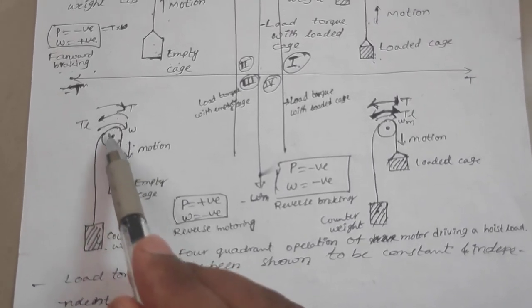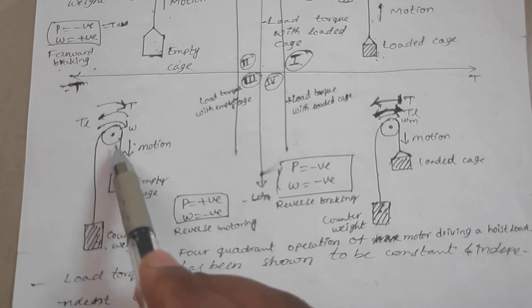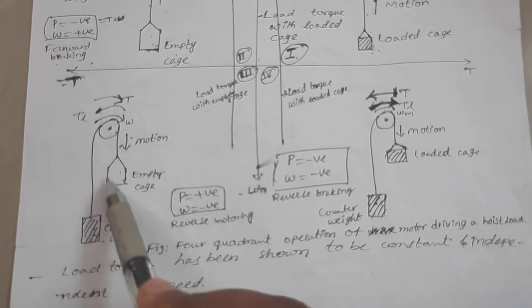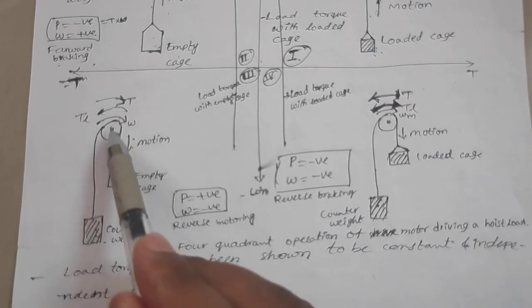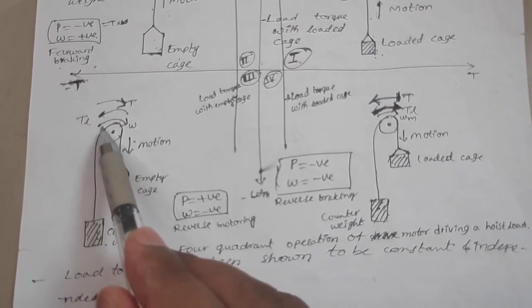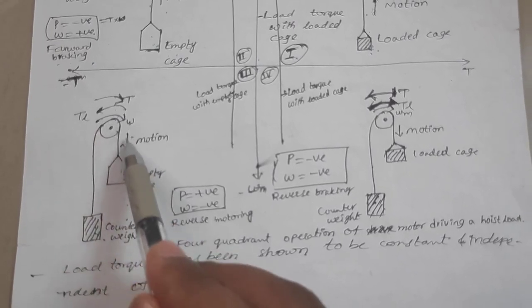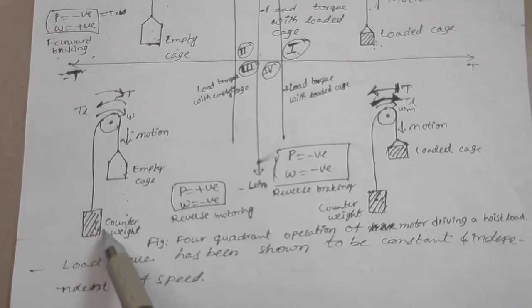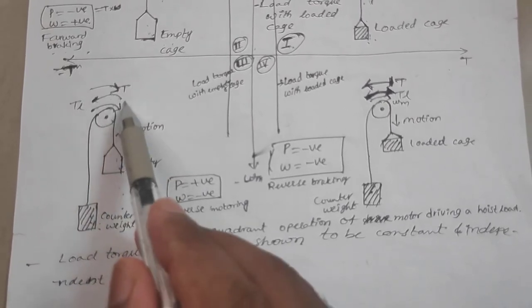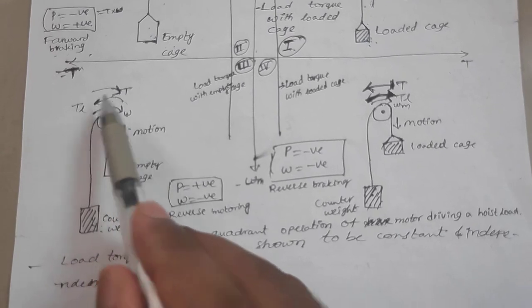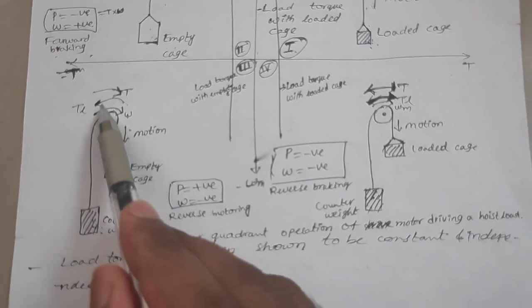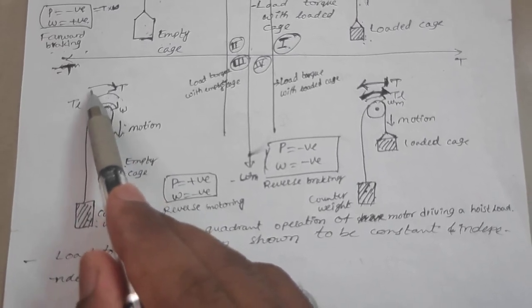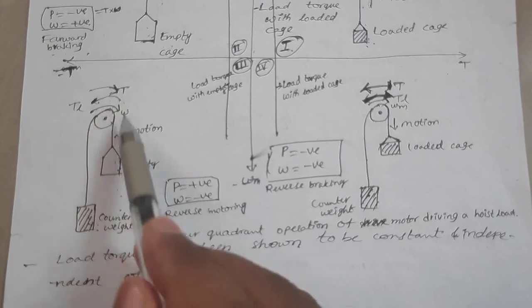So what is the speed direction of the motor? It should be in the clockwise direction to move this empty cage downward. Your motor needs to run in the clockwise direction. What about the load torque? As the counterweight is heavier than the empty cage, your load torque will be produced in the counterclockwise direction. To balance this load torque, your motor torque will be produced in the opposite direction to the load torque, that is, in the clockwise direction.